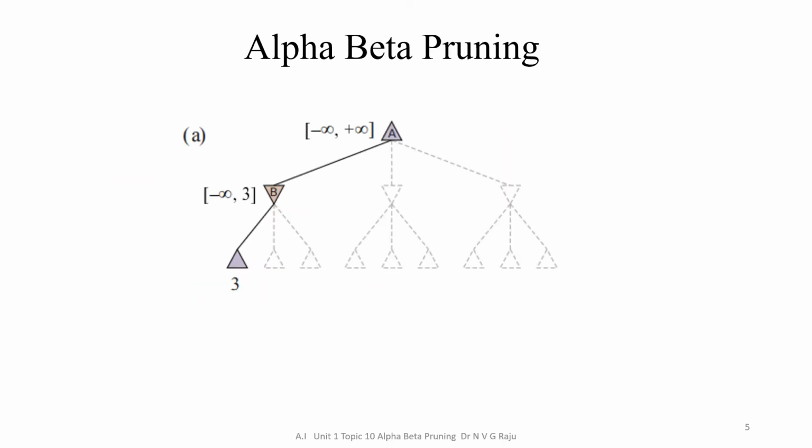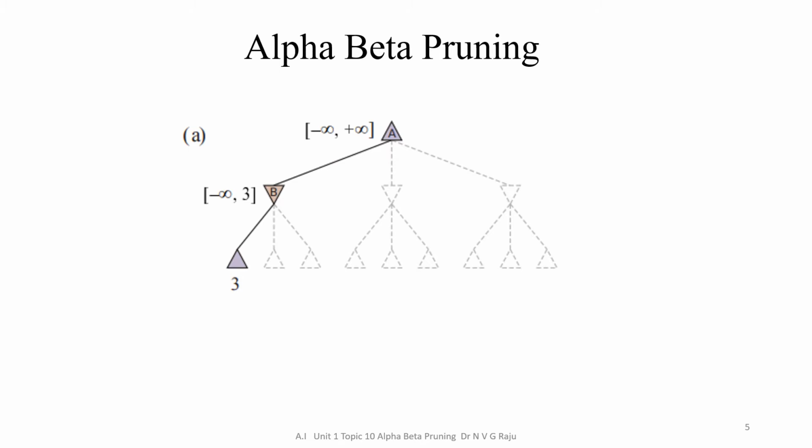Let us find out the stages in calculation of the optimal decision tree. Min-max uses DFS on the game tree. Initially, max will start his turn with minus infinity and plus infinity as values. Then at node B, min will start his turn. Then at level 2, max's turn will come. We have already reached the terminal node.